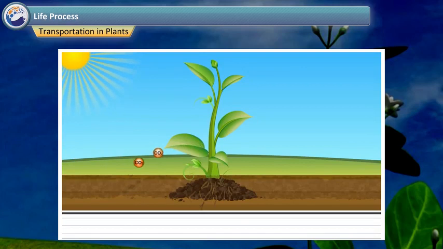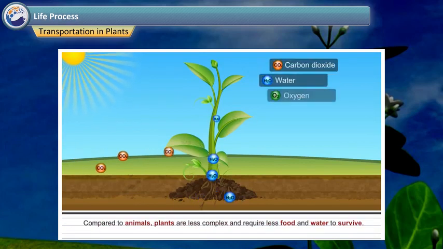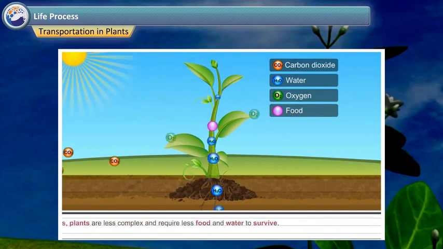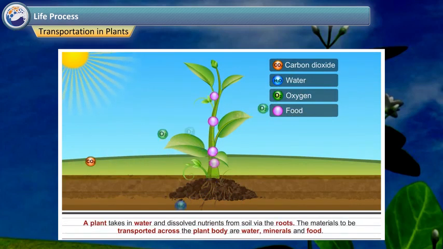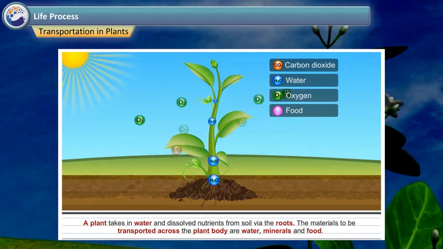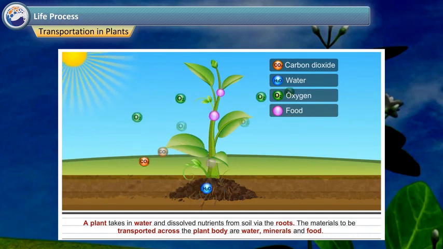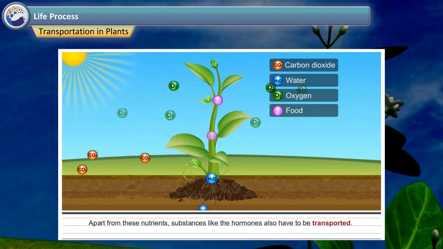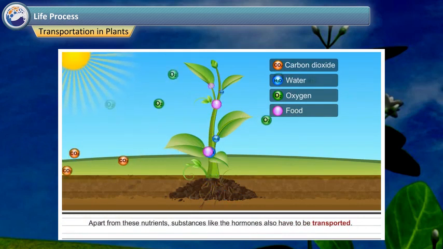Transportation in plants. Compared to animals, plants are less complex and require less food and water to survive. A plant takes in water and dissolved nutrients from soil via the roots. The materials to be transported across the plant body are water, minerals, and food. Apart from these nutrients, substances like hormones also have to be transported.